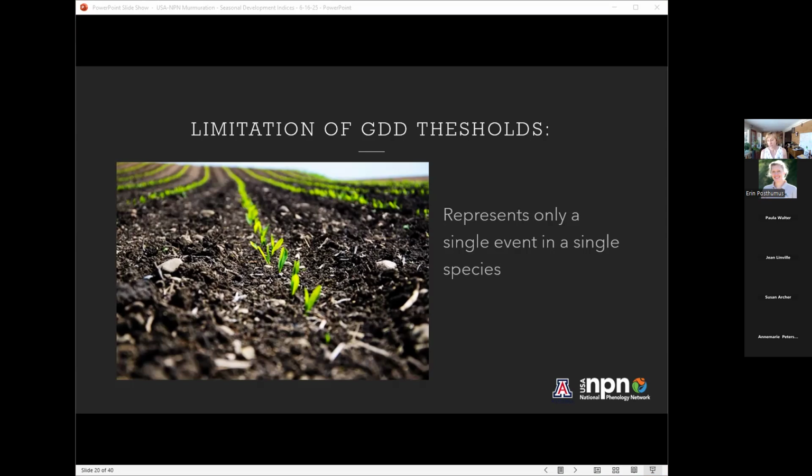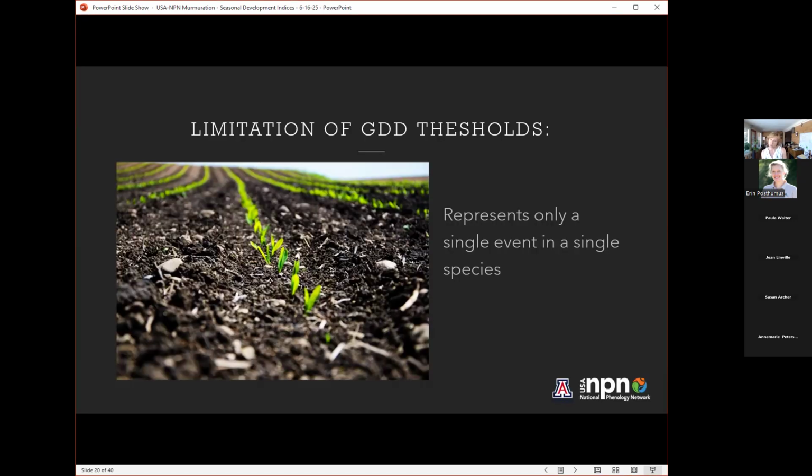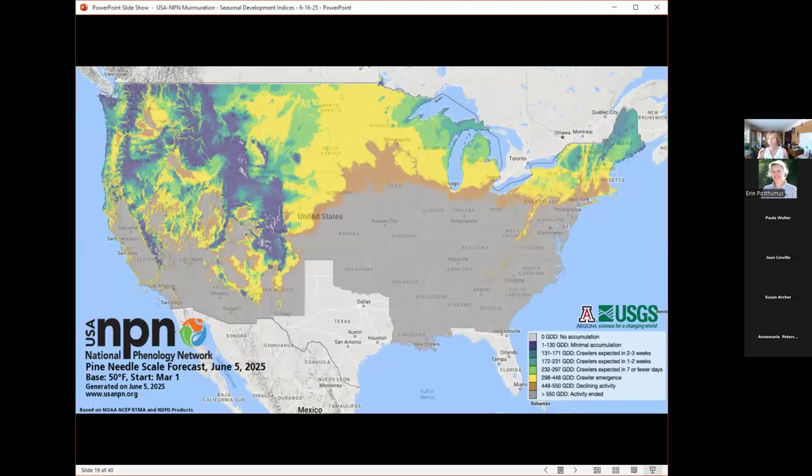All right, so growing degree day thresholds, like I just showed, and how we have implemented them in our website and in our products, in several instances, are an accepted way of understanding warmth and how organisms respond to that warmth. There are limitations though, just like with everything. One of the limitations is that these thresholds are established for a single species for a single event. And so in this case, it is just crawler emergence in pine needle scale.